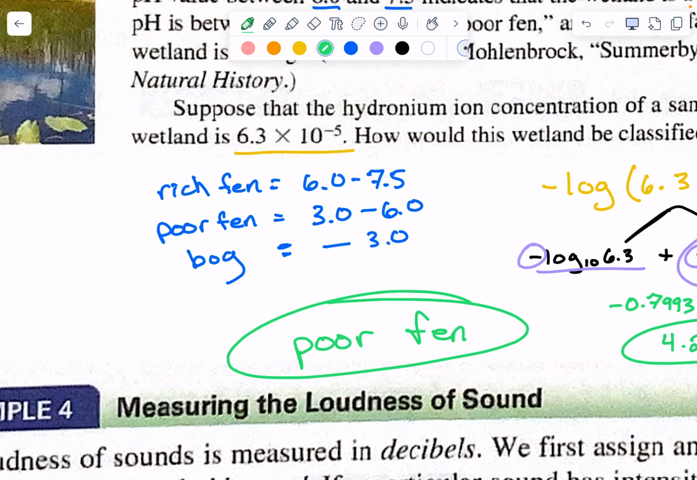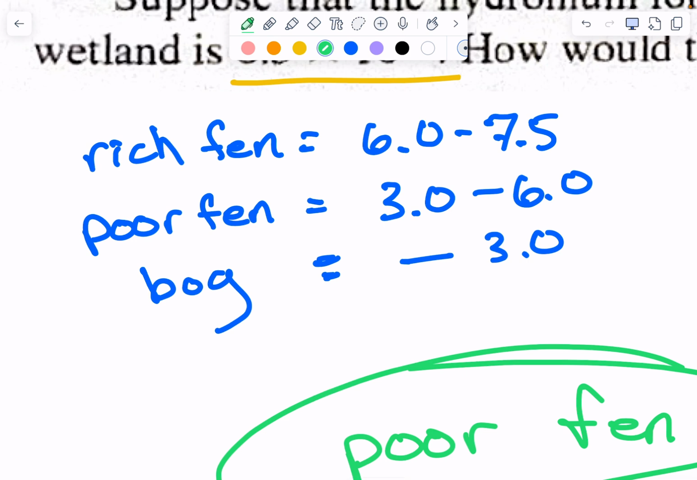But a rich fen would be better than a poor fen because they would be mineral rich and it would be incredibly less acidic. Yes. Nice.